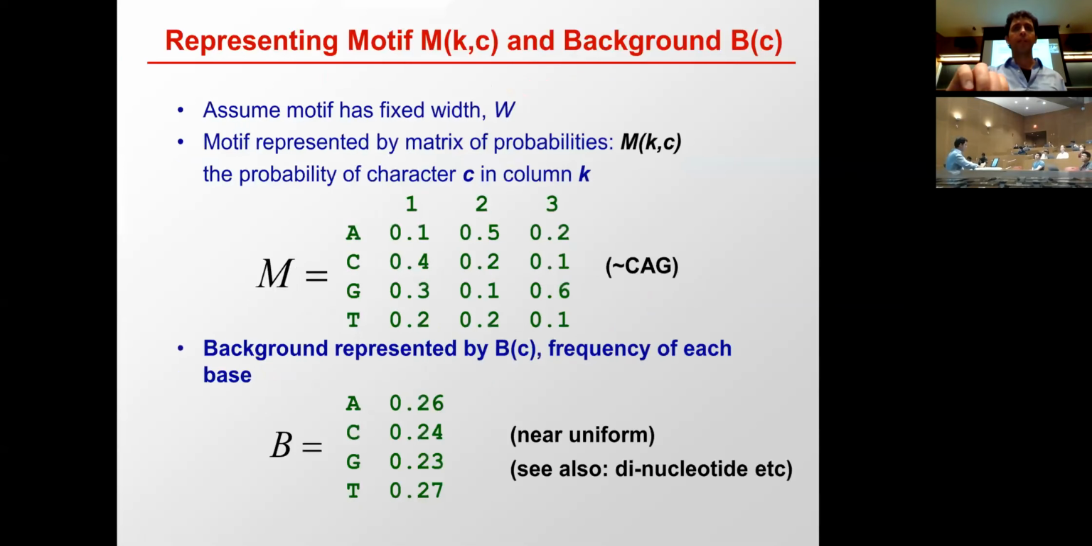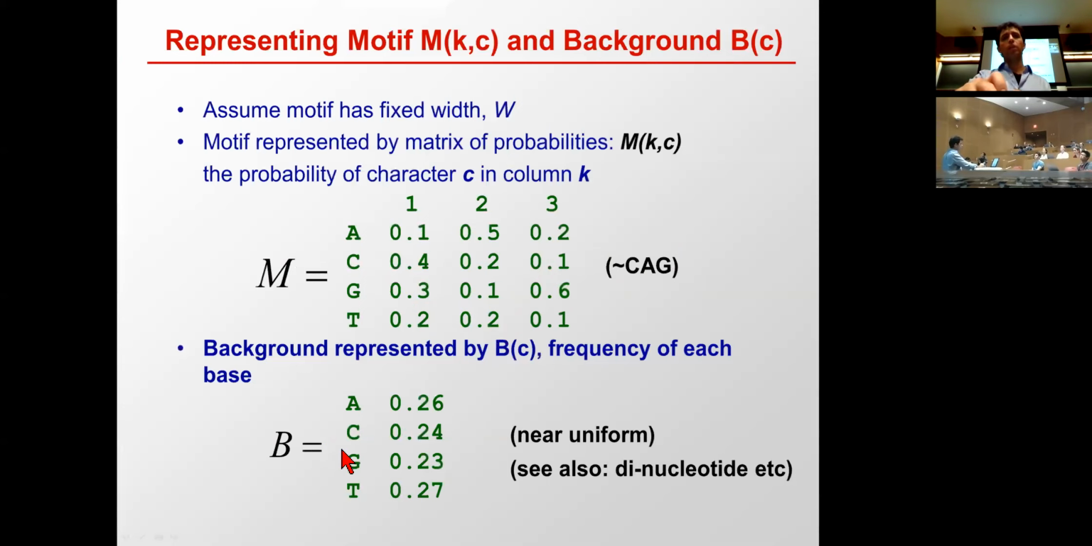So how do we represent that? Well, if we have a fixed length W, we can represent the motif by a matrix of probabilities that basically tells you for every position what is the probability of each character. And then this can be represented in a matrix. For example, if my motif is more or less CAG, then the first position is mostly a C, second position is mostly an A, third position is mostly a G. But it's very probabilistic. So, CAG is not that far off from GAG in this particular motif. And then that's my motif model.